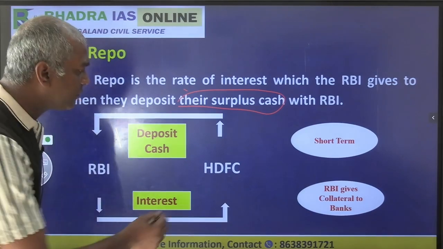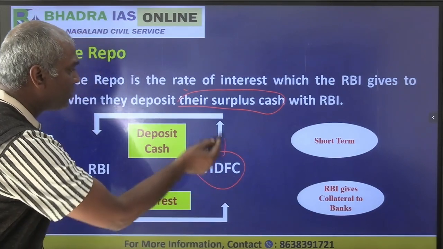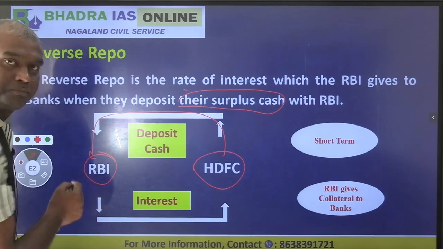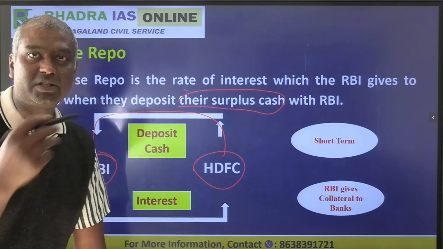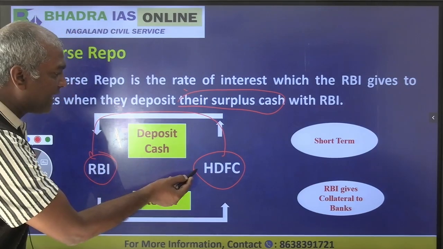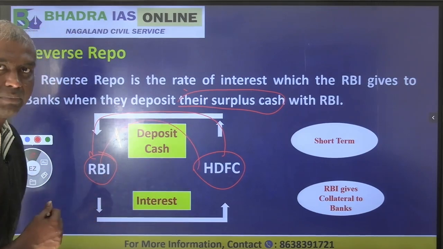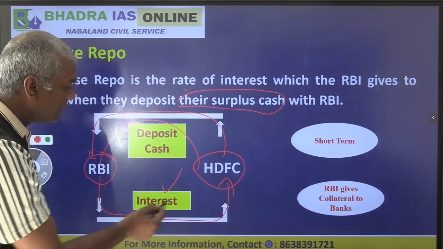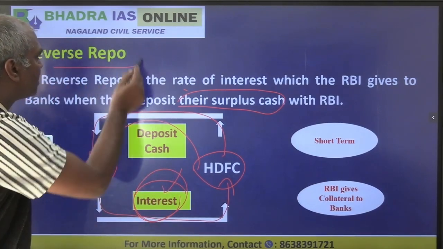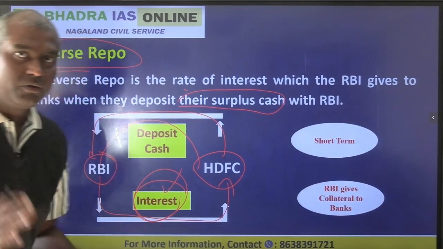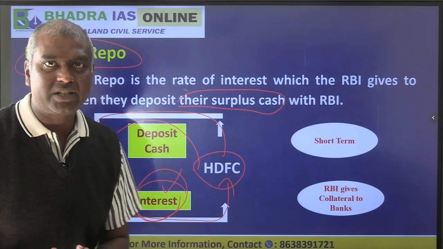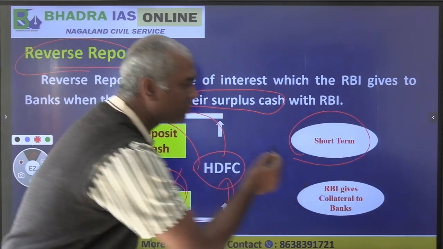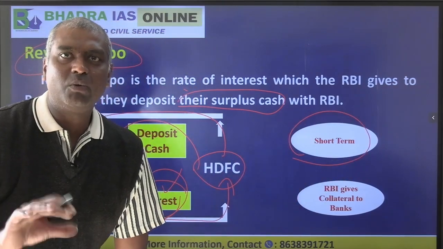Suppose there is a bank called SDFC. It deposits money with RBI. Okay, surplus cash it deposits with RBI, and so the cash goes from SDFC to RBI. RBI gives interest to SDFC. This interest is called reverse repo. Okay, now normally reverse repo operations are basically for short term. Okay, it is called overnight.